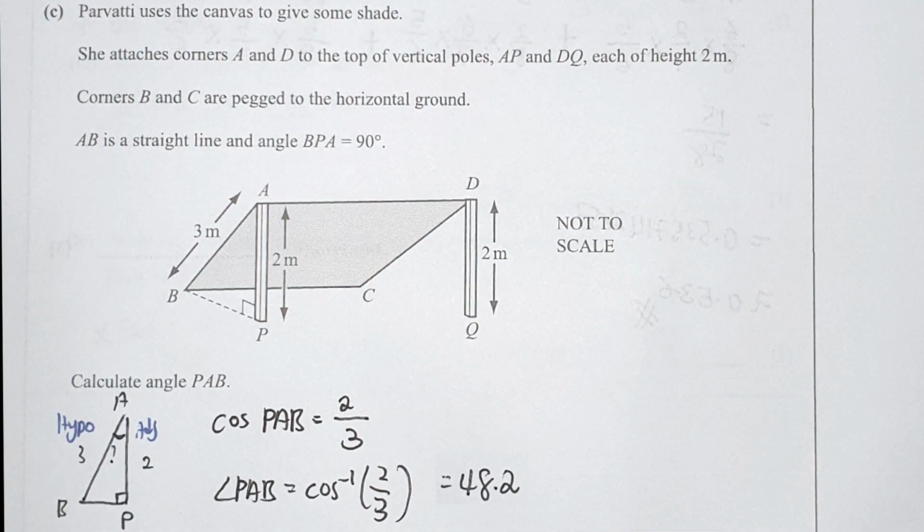As for part C, use the canvas to give some shades. Calculate the angle of PAB. Since for PAB here, we already have the hypotenuse and the adjacent of the angle that we're looking for, we are using cosine to find this. Cosine inverse 2 over 3 equals angle PAB, which is 48.2.